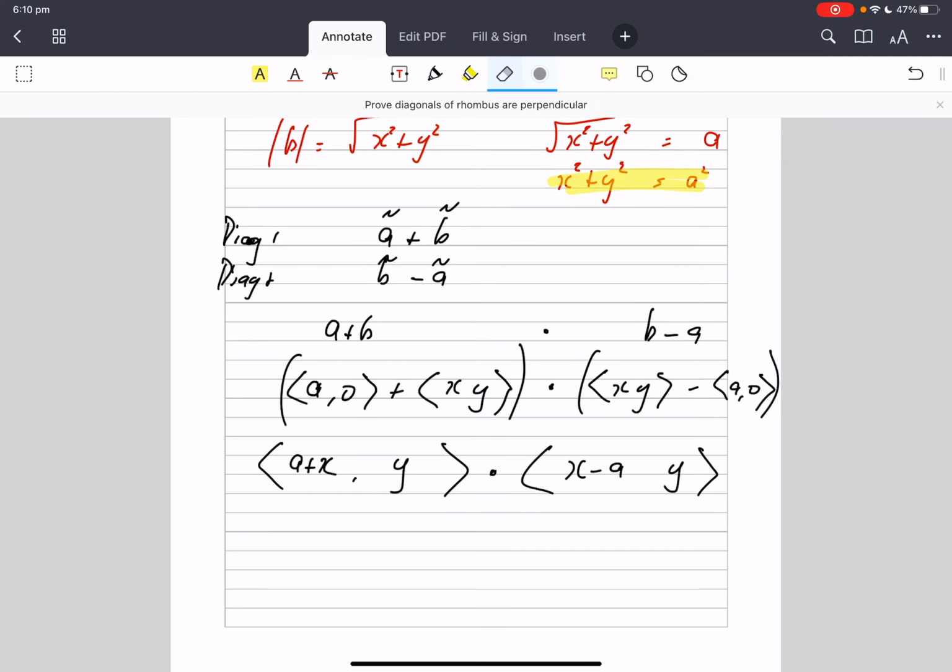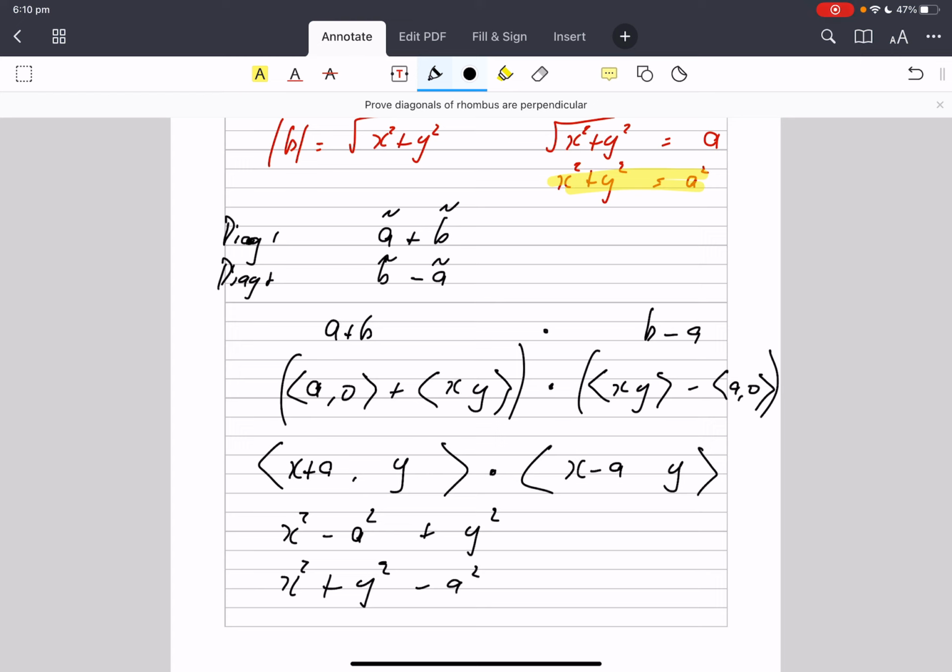So when I multiply those two things together, that's the difference of two squares, which is x squared minus A squared, plus y squared, which is x squared plus y squared minus A squared. Oh my gosh, look up here. What's x squared plus y squared? A squared. What's A squared minus A squared? 0.